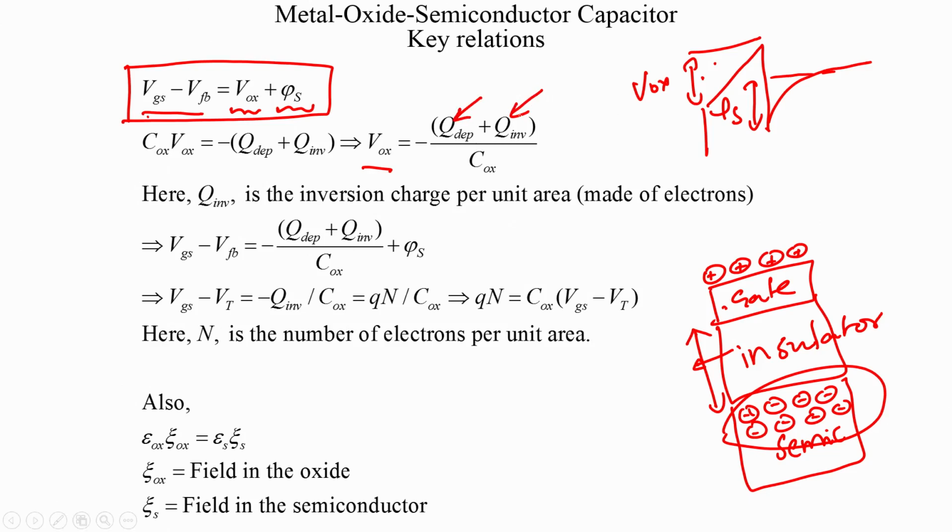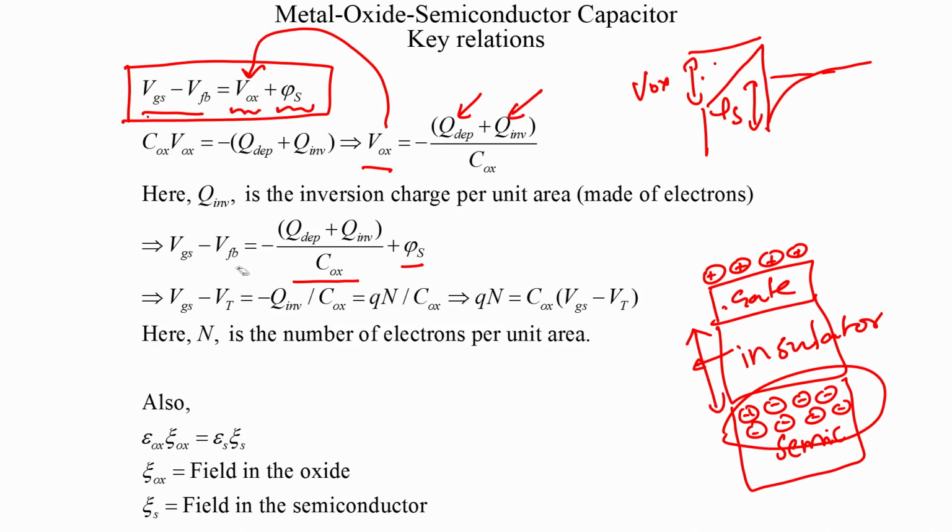By inversion charge you mean the electrons that have appeared at the interface, the inversion, the minority carriers. Okay. So, you have the depletion charge, you have the inversion charge divided by Cox is your Vox, and now we will substitute for this Vox here, and what do you get? You get Vg minus Vfb is Vox plus phi s.